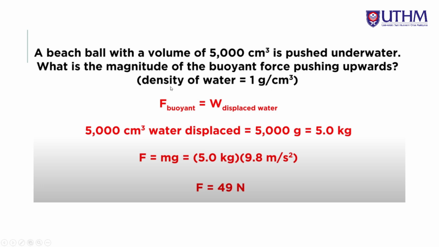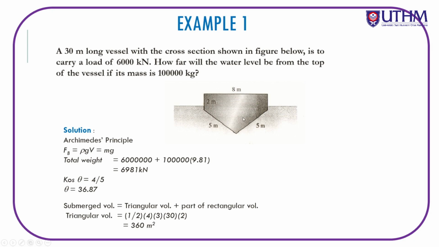Okay, seperti yang kita tahu ialah buoyant force sama dengan weight of displaced water. So kita convertkan 5,000 cm cubic itu kepada mass iaitu 5 kg. Menggunakan formula force equal to mg. Kita gunakan 5 kg darab 9.8 dan kita akan dapat 49 Newton. So ini adalah force, buoyant force yang pushing the object upwards. Okay, sekarang kita cuba buat example yang pertama.